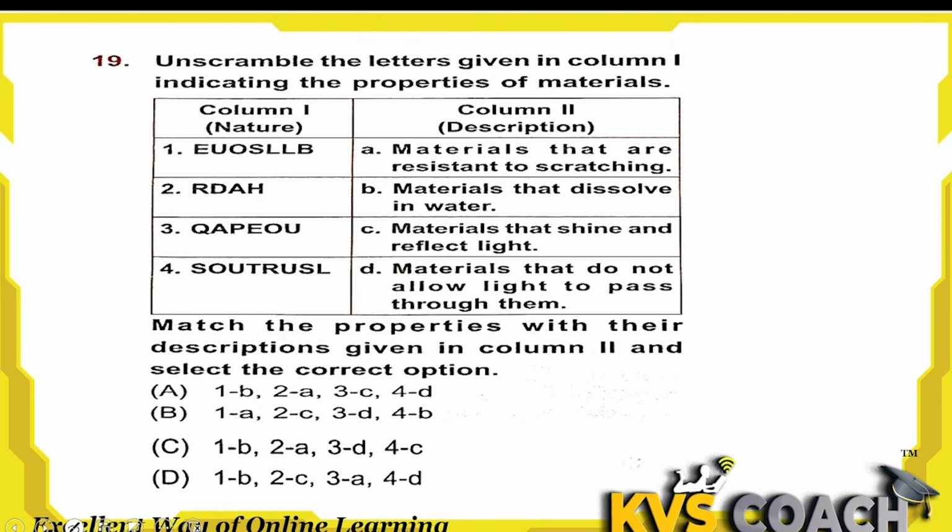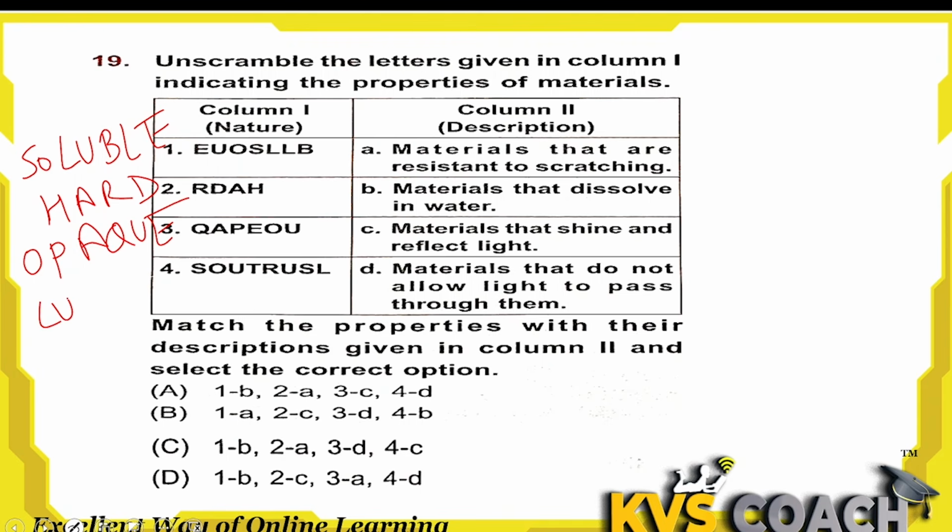Next, unscramble the letters given in column 1, which indicate the properties of copper. Very first we need to unscramble them. So the first one is soluble. Second one is hard. Third is opaque. And the fourth one is lustrous.